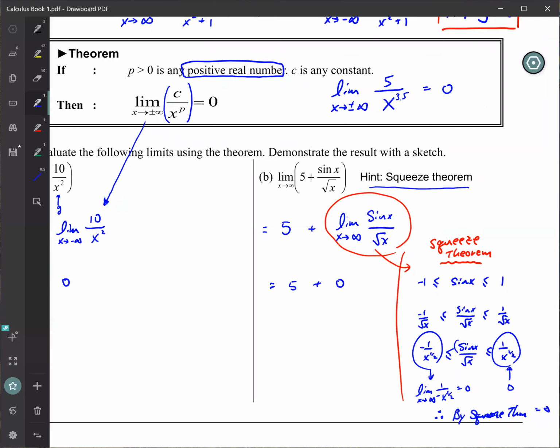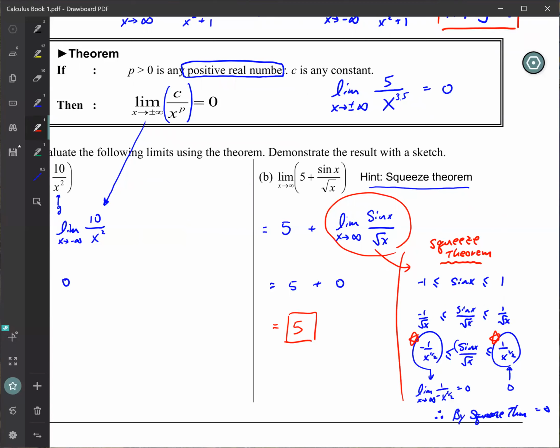So here, the circled parts are where we are using the theorem, because it looks like a constant divided by x. Once you apply it, whenever you see that, it always equals 0 if x goes to infinity. So the answer will be 5 plus 0, which equals 5.